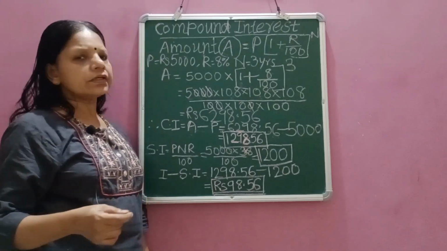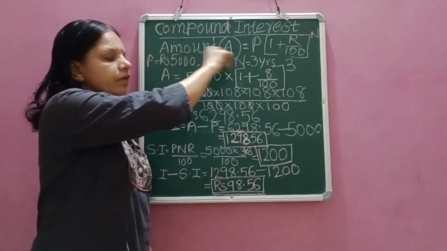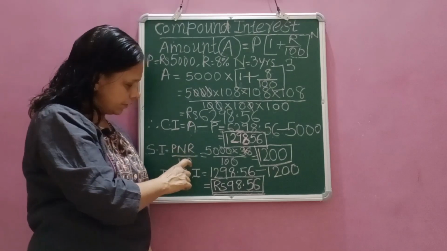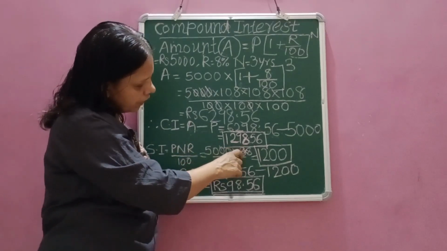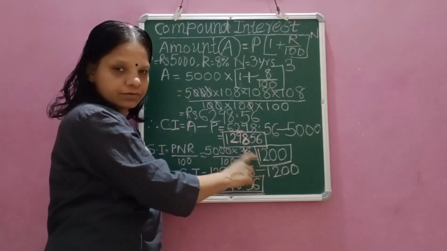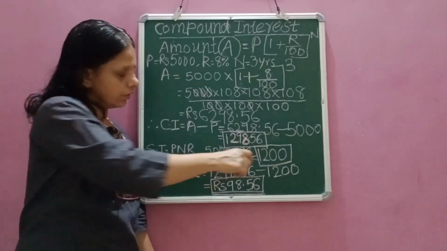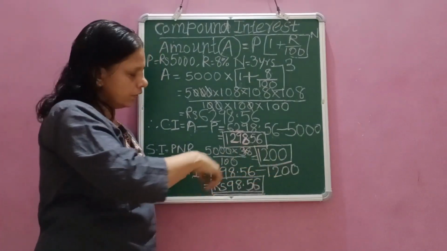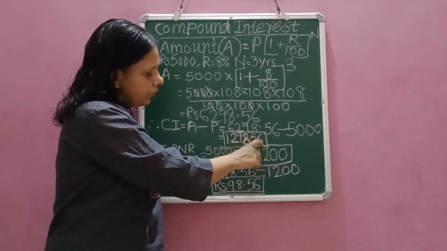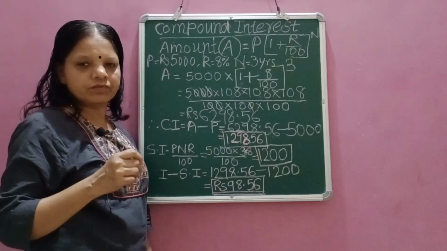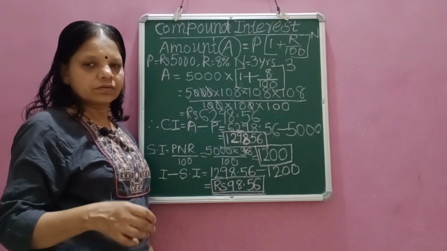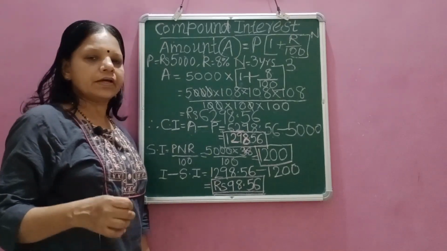We have calculated the simple interest with the same values. So again see, simple interest is P N R upon 100, that is 5000 into 3 into 8 upon 100. On calculating we got the simple interest, not the amount. That is 1200 only. Here you can see it is a little more: 1298.56. So compound interest will always be more than simple interest with the same values of P, N and R.